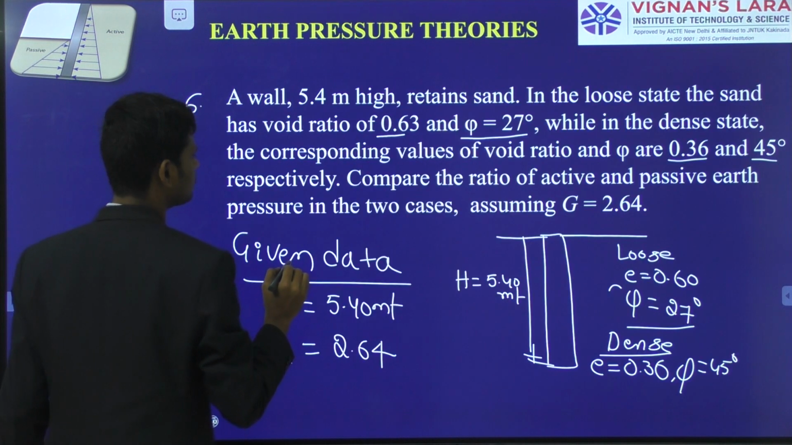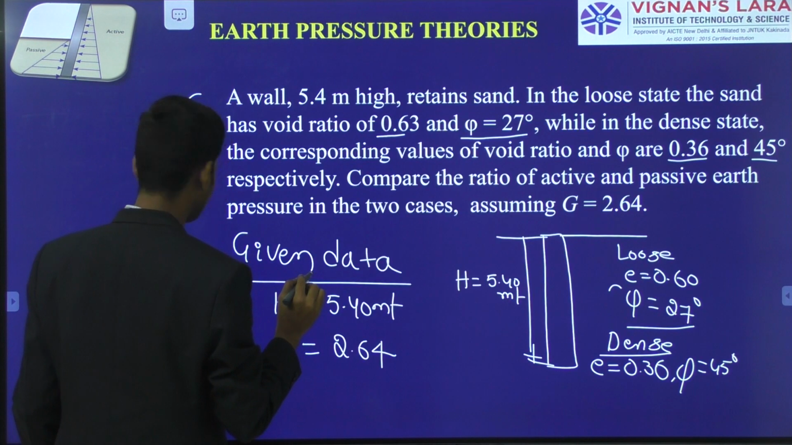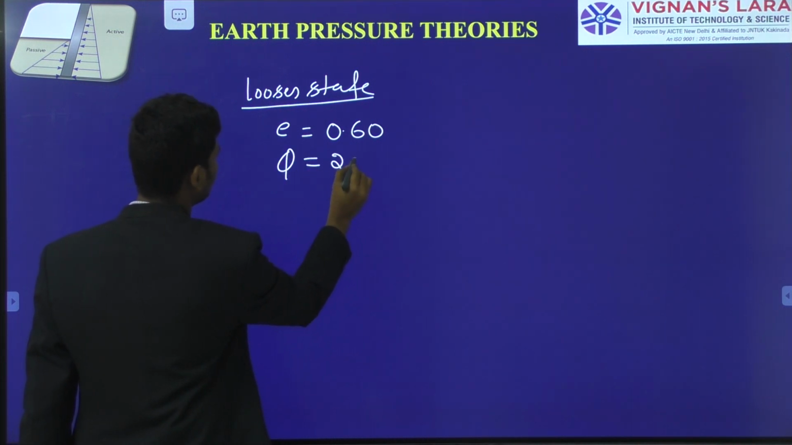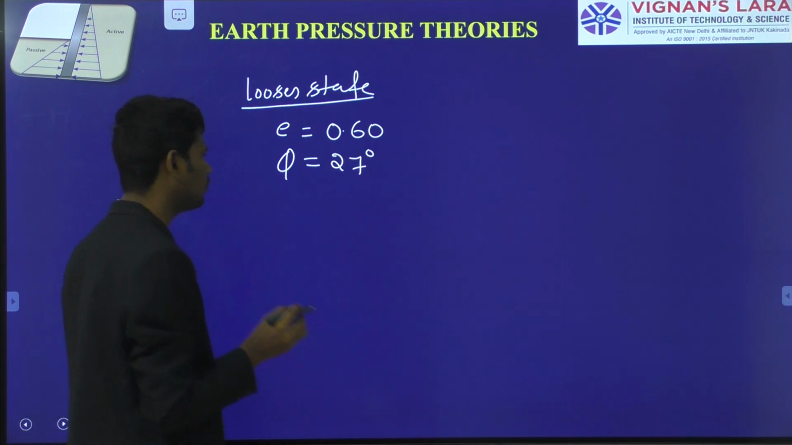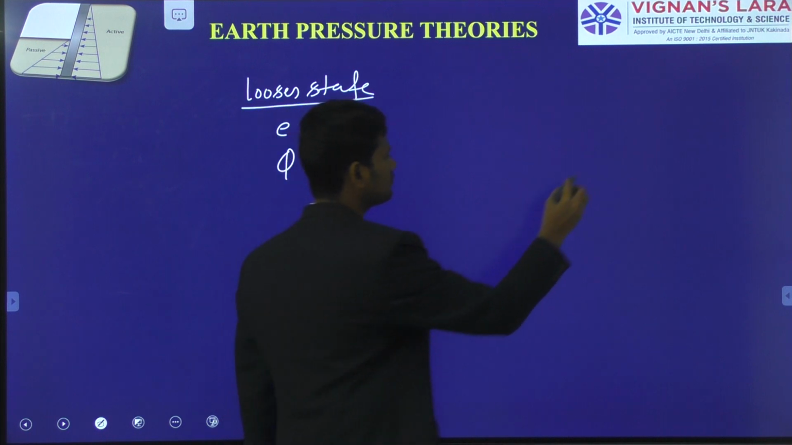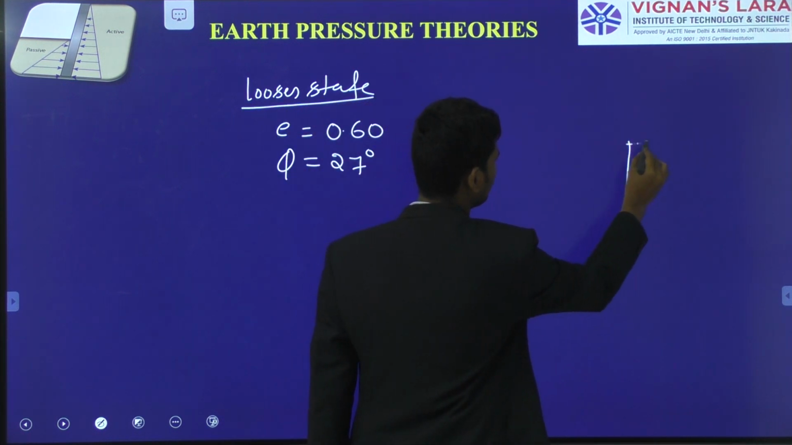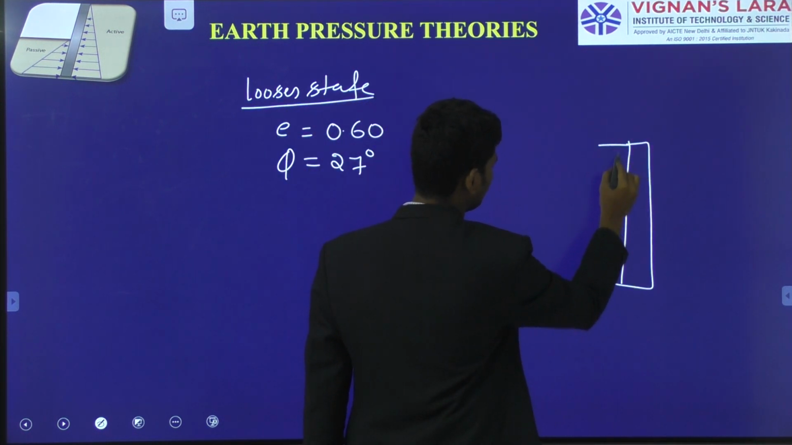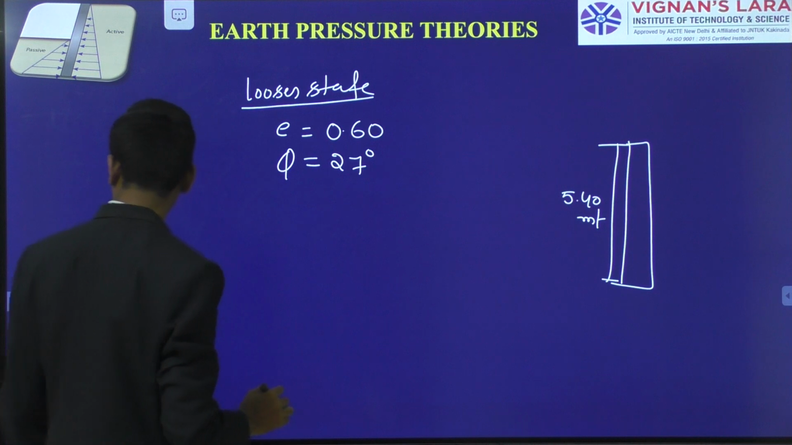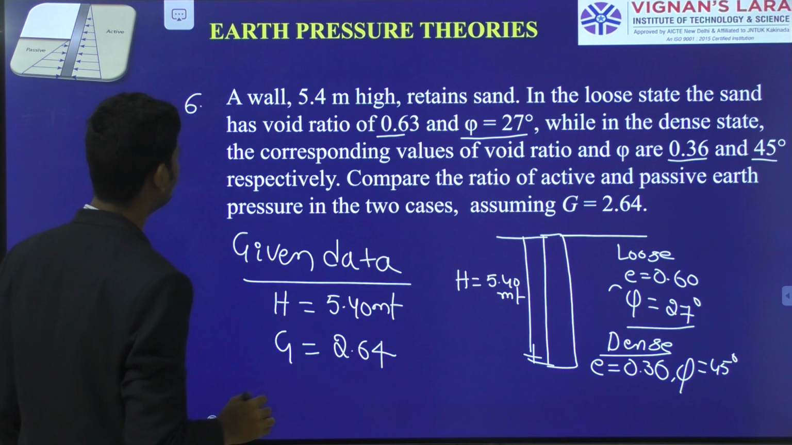Okay, next as well they are given the angle of internal friction phi equal to 27 degrees. Now we have to calculate the total active earth pressure and total passive earth pressure. Suppose this is your retaining wall, having a height of 5.40 meters.